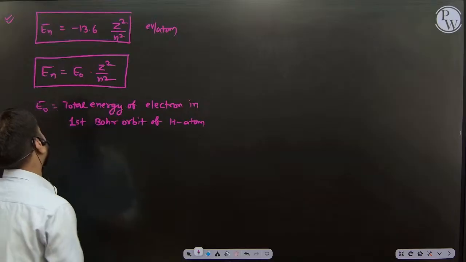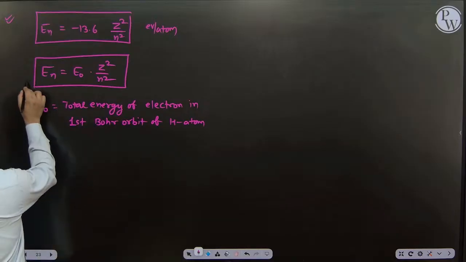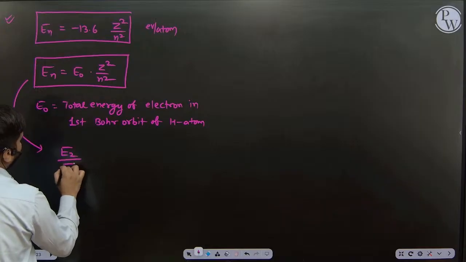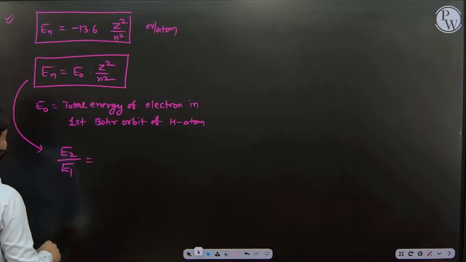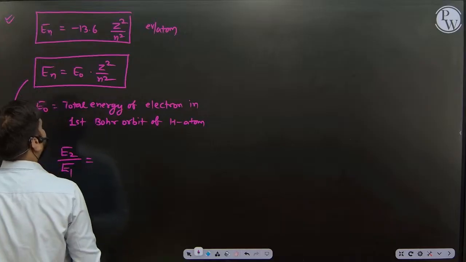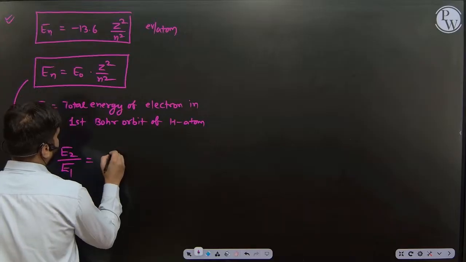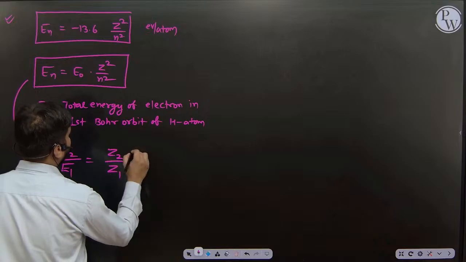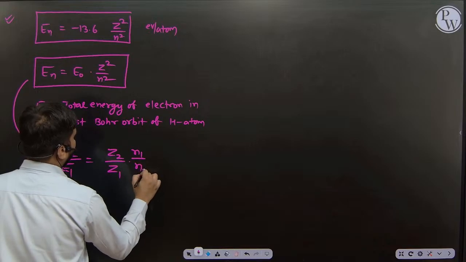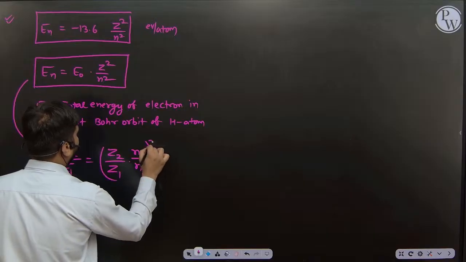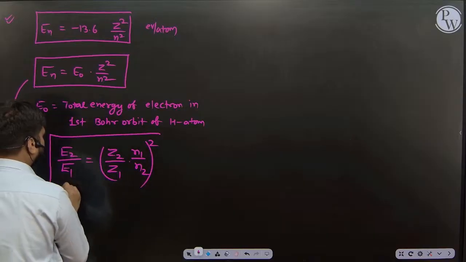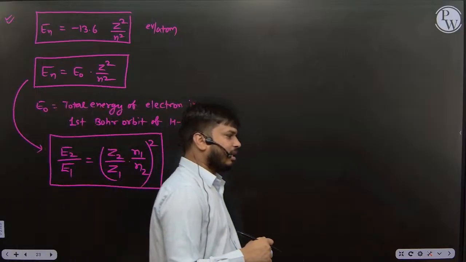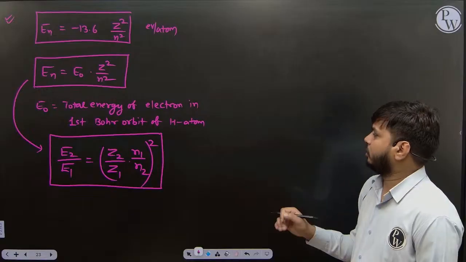From this we can also write one more ratio, which is E2 by E1, will be equal to Z2 by Z1 multiplied with N1 by N2 and the whole square. So this is how we are going to write things.